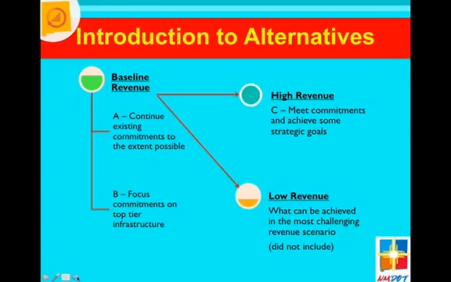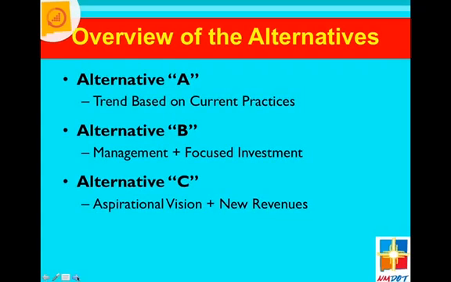We considered a low revenue option, but then we just decided that we weren't going to be able to achieve a lot with that, and we opted not to include the low revenue in our discussion of our statewide long-range plan. Next slide, please. So as just kind of a summary, alternative A is trends based on current practices. Alternative B is management plus a focused investment, and then alternative C is an aspirational vision and new revenues.